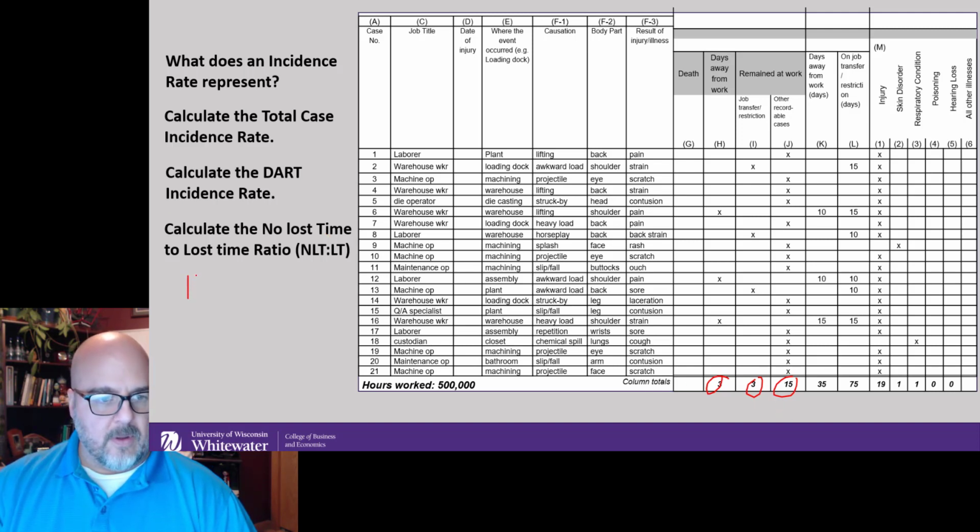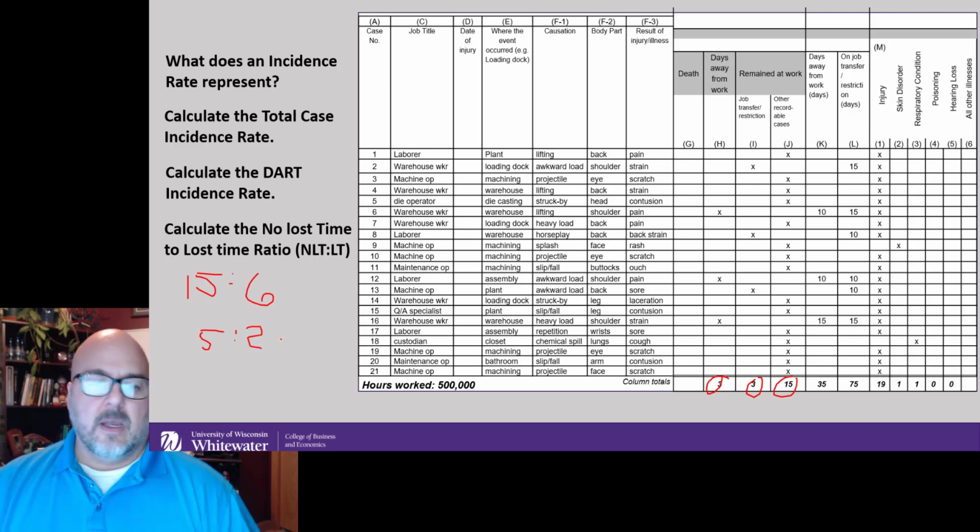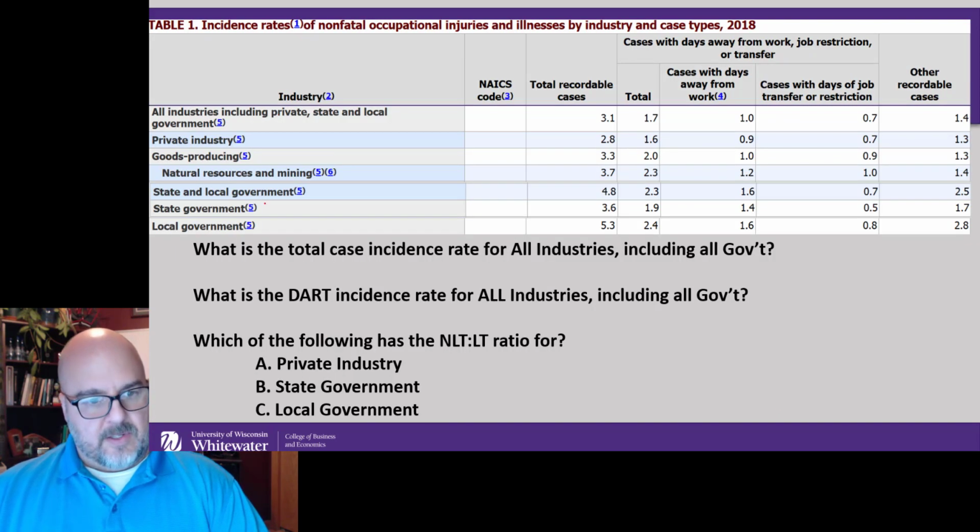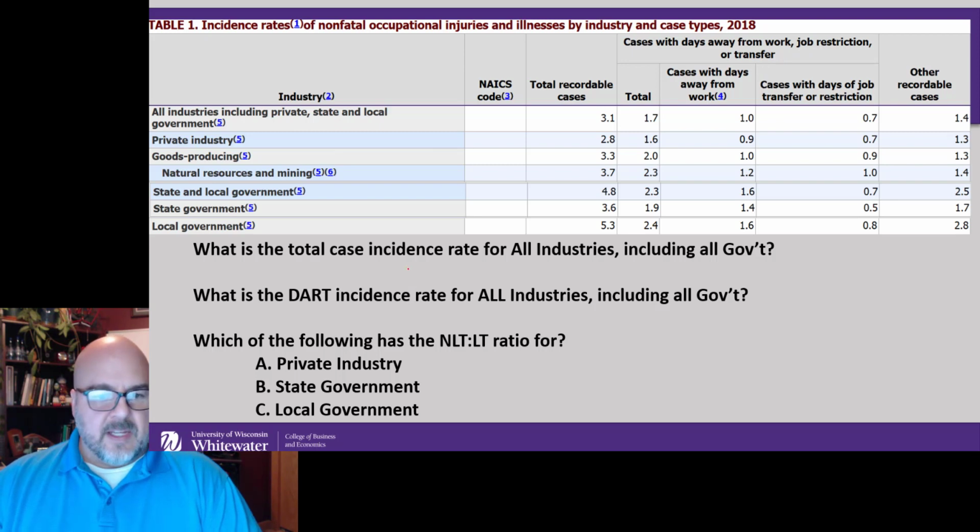I'll write that out, though, because I don't want to do too many other calculations, 3 plus 3 to 6. The lowest common denominator between these is 3, so I could divide each side by the same amount. That would bring it down to a 5 to 2. It's actually better than the 1 to 1, so it's not great, but it's not doing too horrible compared to what we've seen. The next is, what is the total case incidence rate for all industries, including all government?